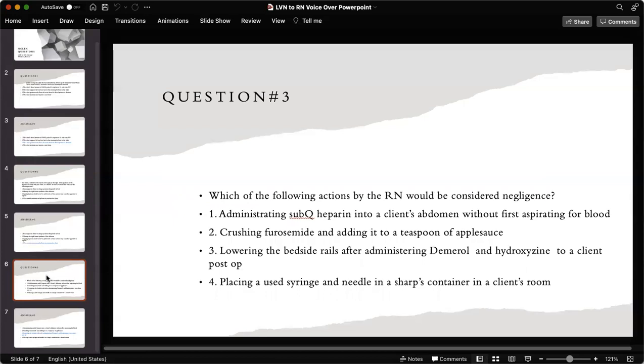Okay. Last question. Which of the following actions by the nurse would be considered negligence? This is important, and they're getting a lot more of these questions on the NCLEX from what I was told, because we really need to be careful. Nurses, just like with any profession, we get comfortable. We really need to stay on top of our stuff because things can happen.